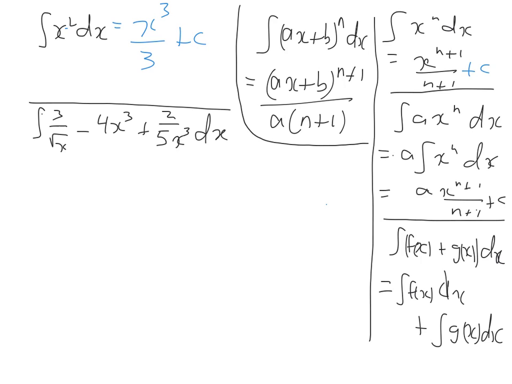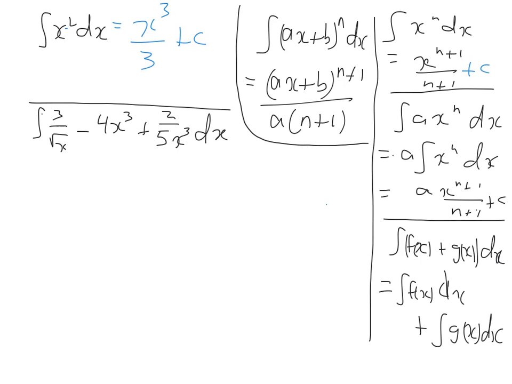Okay, and get rid of some of this other stuff here, and we'll go to work on the next one. Okay, so here we're anti-differentiating 3 over root x minus 4x cubed plus 2 over 5x cubed with respect to dx. Now, if we're doing this, we've got to make sure we've got all of our powers written in positive. Make sure our square root is written as a power, and that'll allow us to go through it from there.